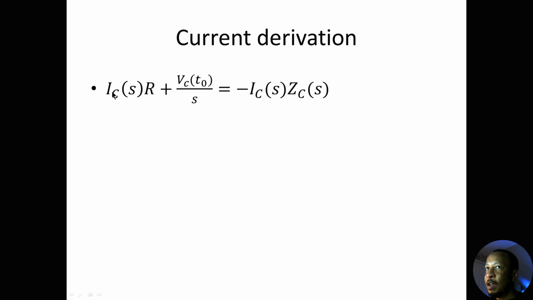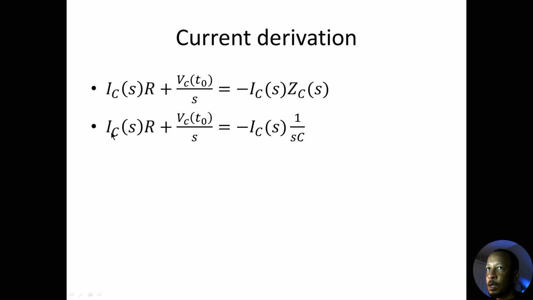And so when I do that, now I have IC of S times R plus VC of T sub 0 divided by S equals negative IC of S times ZC of S. And as you know, ZC of S is 1 over SC. So now I have IC of S times R plus VC of T sub 0 divided by S equals negative IC of S times 1 over SC. And so now I have VC of T sub 0 divided by S equals negative IC of S times 1 over SC minus IC of S times R.